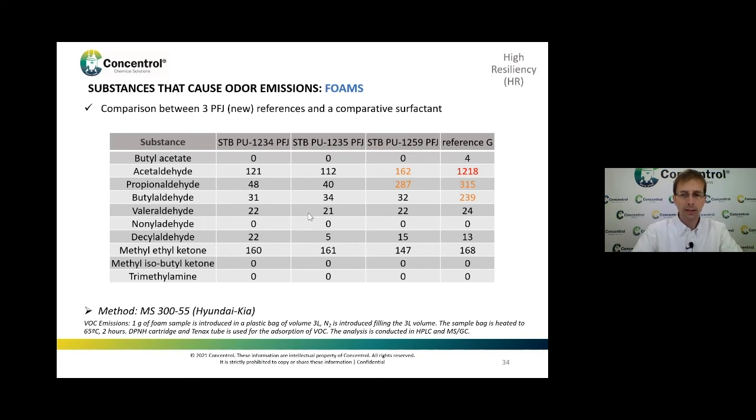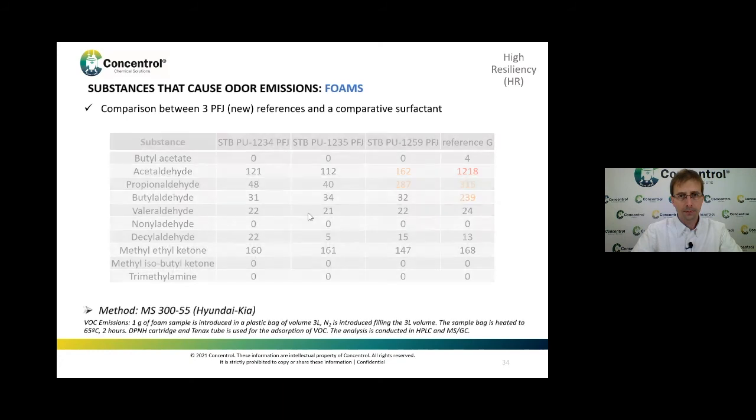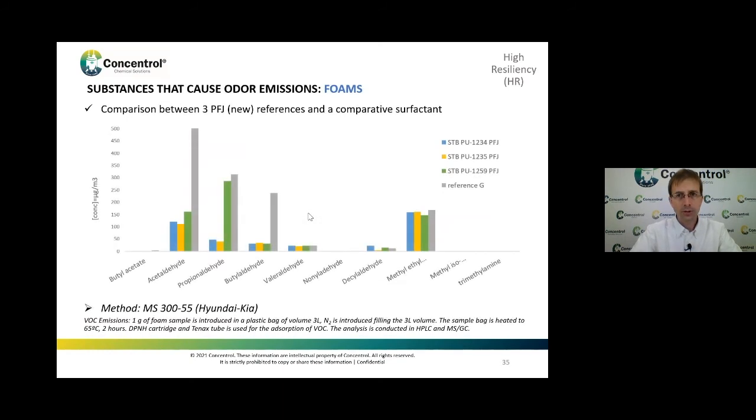We see that in the graphic representation, the surfactants of the new PFJ range of additives, STBPU 1234 and STBPU 1235, do not increase the odor at all, while STBPU 1259 PFJ does, but to a lesser extent than reference G. This experiment offers experimental data supporting the fact that the new PFJ range of stabilizers do not contribute, or have a very small contribution, to the final odor of a foam.